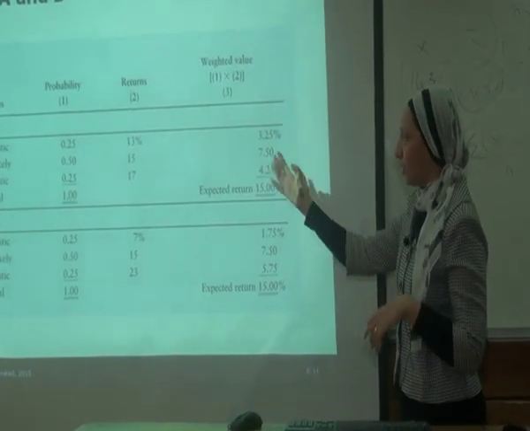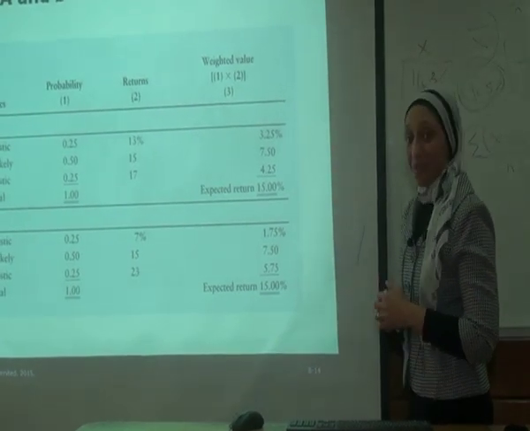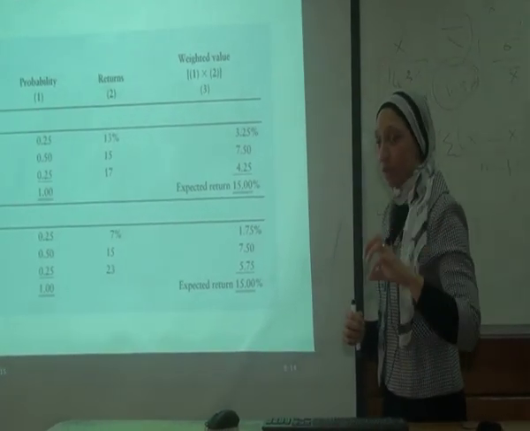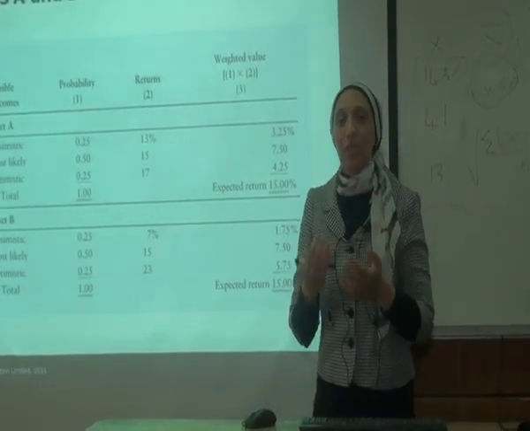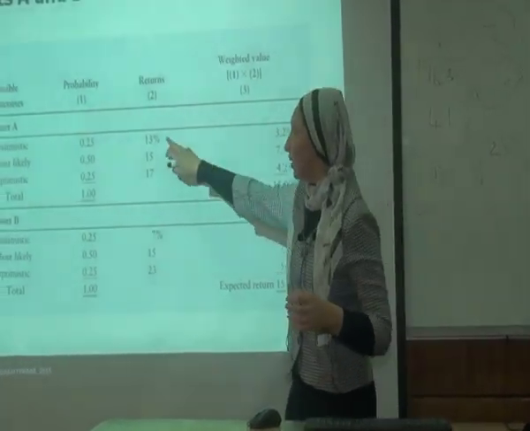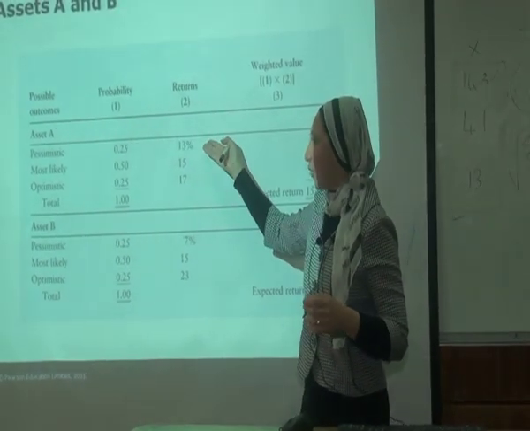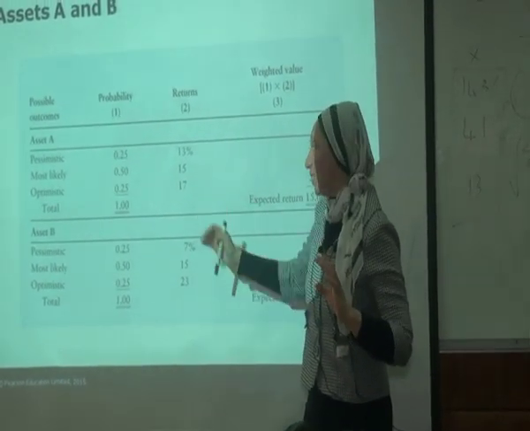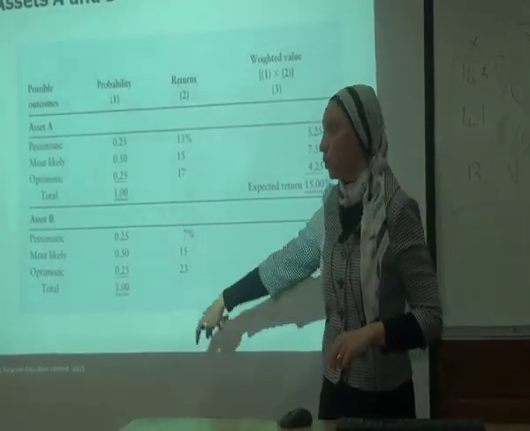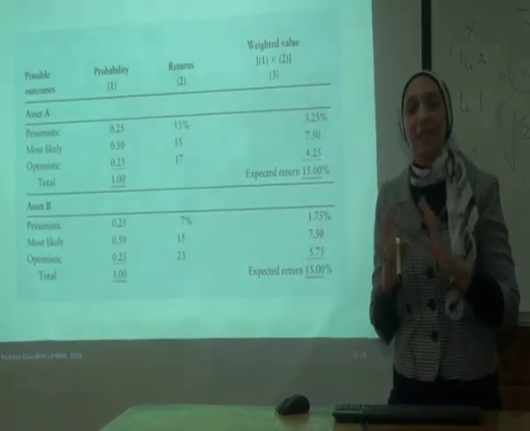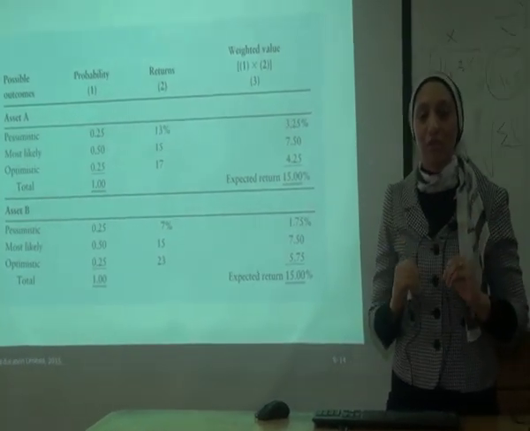So you will notice here that stock A and B both have the same return. But you need to notice something very important: the deviation of the return. Look here, the deviation of the return is 13% in the worst case and 17% in the best case. But here, the worst case is 7% and the best case is 23%. So the deviation here is very large. The range is very large.